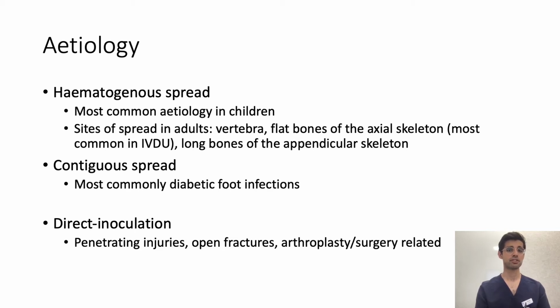On the other side, you have non-hematogenous spread, so that can be further broken down into contiguous or direct inoculation. Contiguous spread usually involves an infection in surrounding tissue that then translocates into the bone, and the most common example of this would be diabetic foot infections. Examples of direct inoculation would be penetrating injuries or open fractures, as well as during surgical procedures where obviously sterility sometimes cannot be maintained.